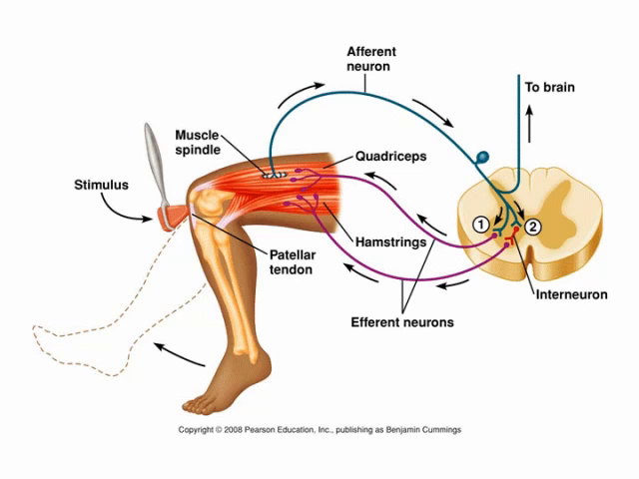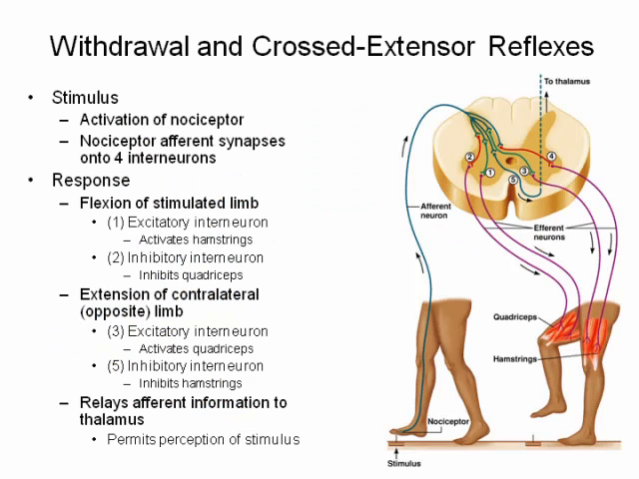And again, this is automatic. It requires no conscious thought whatsoever, and it's patterned. The efferent motor neuron going to the quadricep will always be activated, and the efferent neuron going to the hamstring will always be inhibited. This is the simplest reflex arc.